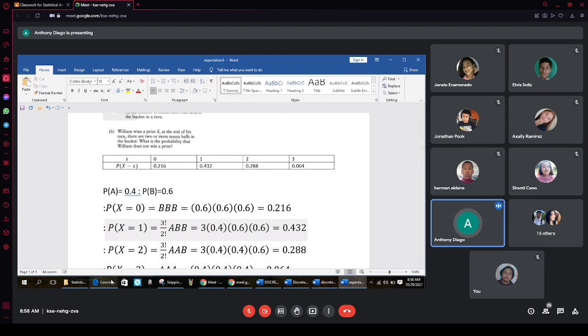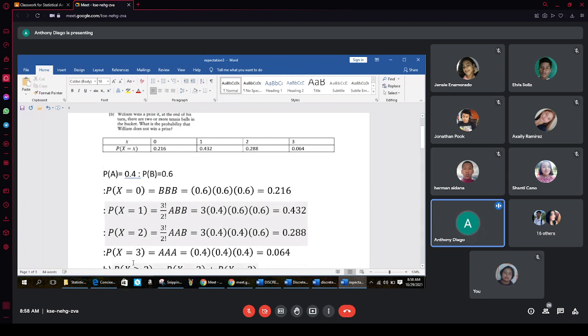And then for the 2, he will be hitting A, A, B. Once again, we have 3 objects in line where 2 are alike. So that will be 3 times 0.4 times 0.4 times 0.6, which gives us 0.288. And then for the last one, the probability of X equals 3, where we hit all, will be AAA, which is 0.4 times 0.4 times 0.4 equals 0.064. Now, I want you to add all of these probabilities. You should get 1. So do that.